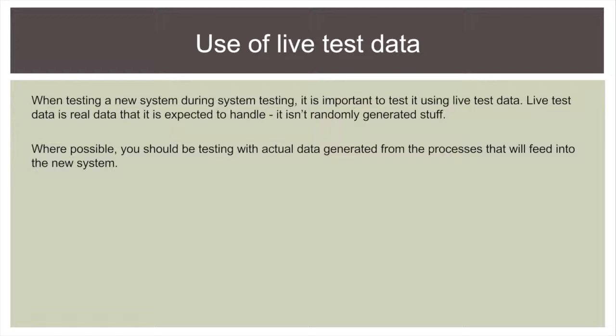So when you test a new system during system testing, you need to test it using live test data. And what live test data is, it's actually real data. So it's not stuff you've randomly generated, it's real data that the system will handle. And where possible, you should be testing with actual data generated from the processes that will feed into the new system. So testing a piece of software alongside its counterpart, if it's replacing your system, is a really good idea. So you can actually see that it can do everything that it needs to with the real stuff that the company is using.